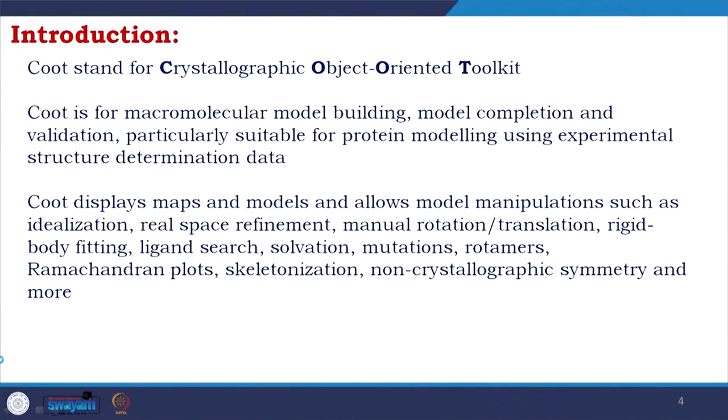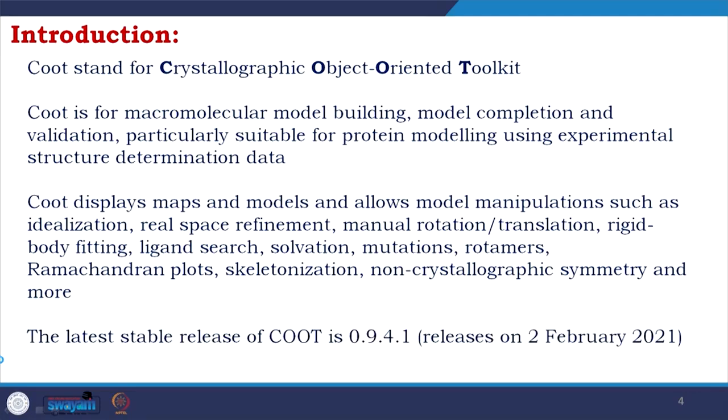This is one of the very prominent features of Coot, that it helps you to see the electron density map. So, Coot displays maps and models and allows model manipulations such as idealization, real space refinement, manual rotation, translation, rigid body fitting, ligand search, solvation, mutation, rotamer, Ramachandran plot, skeletonization, non-crystallographic symmetry and much more. The latest stable release of Coot is 0.9.4.1, which was released on 2nd February 2021.